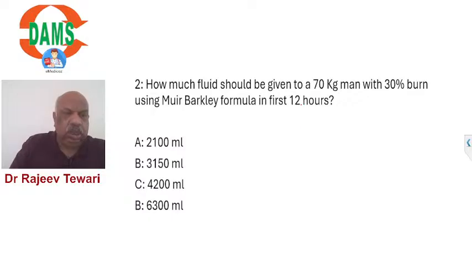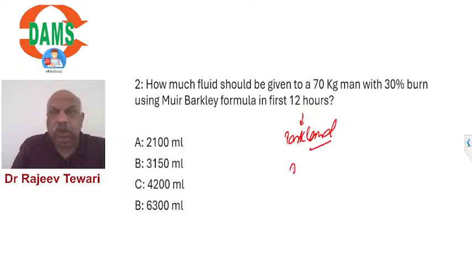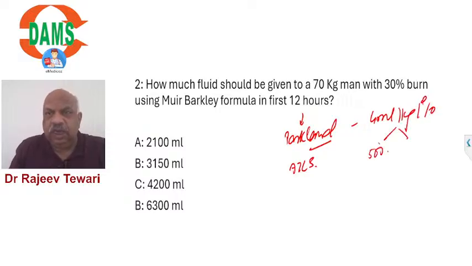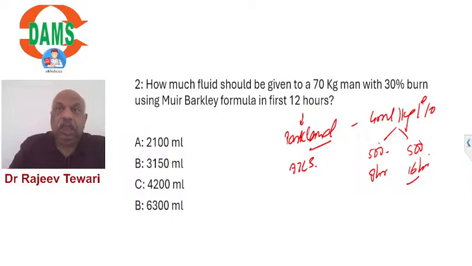Look, first you should know the Parkland formula. Second, you should know the ATLS guideline. And Muir and Barclay is not important, but I'll tell you what it is. So, Parkland is 4 ml per kg per % of burn, and first 50% you give in 8 hours, next 50% you give in 16 hours, and the fluid of choice is Ringer lactate.